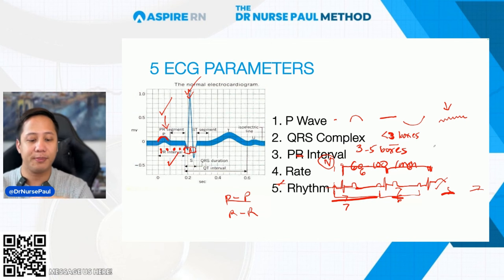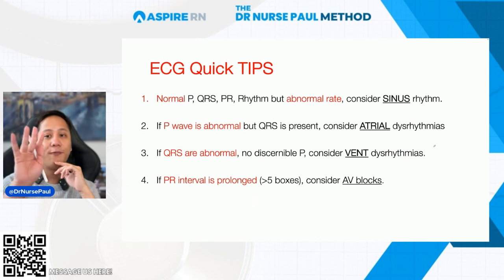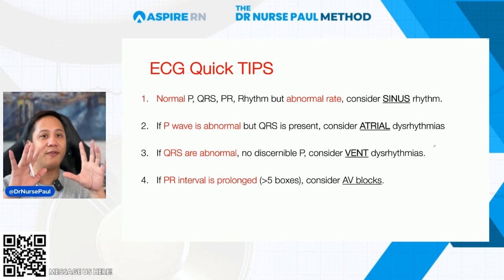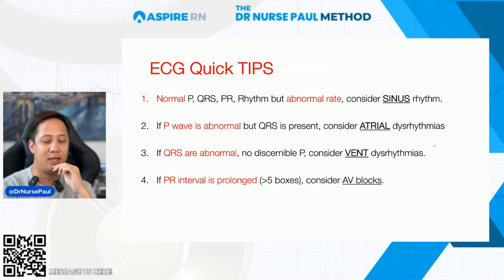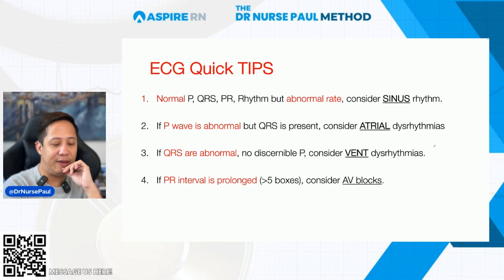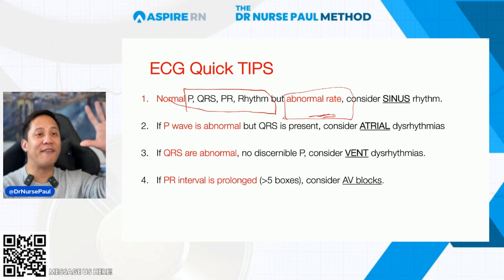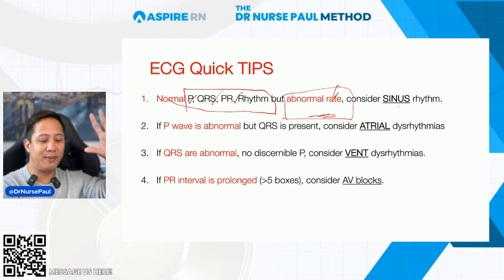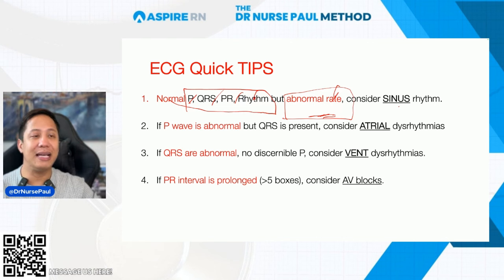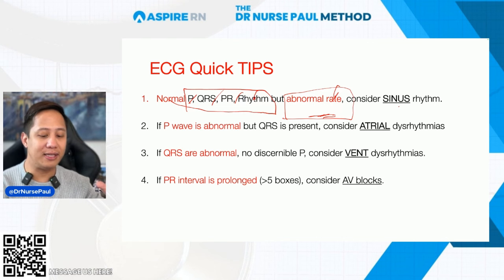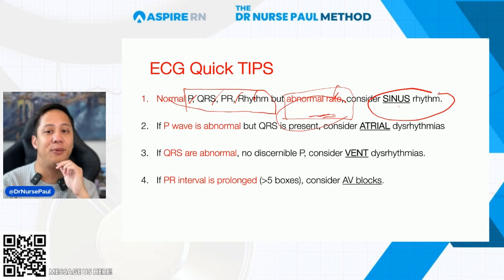Another tip before we go to the dysrhythmias. Four more tips to remember. This is very, very quick. This is just applying what we've learned earlier. Guys, listen. If PQRS, PR, rhythm are normal, but only the rate is abnormal, remember your five parameters, P, QRS, PR, rate, and rhythm. If everything is normal, but the rate is abnormal, you call it sinus abnormality.